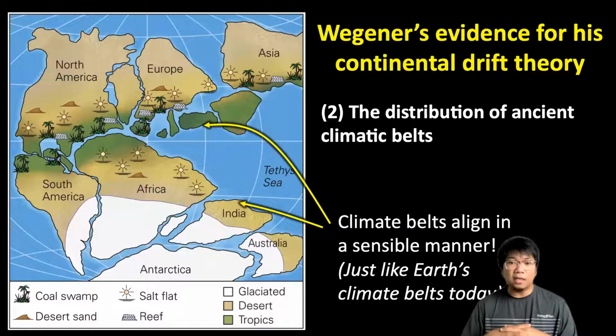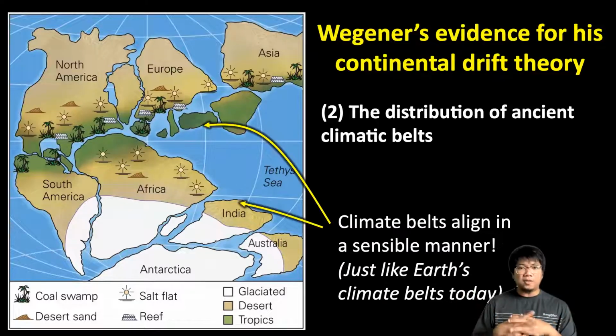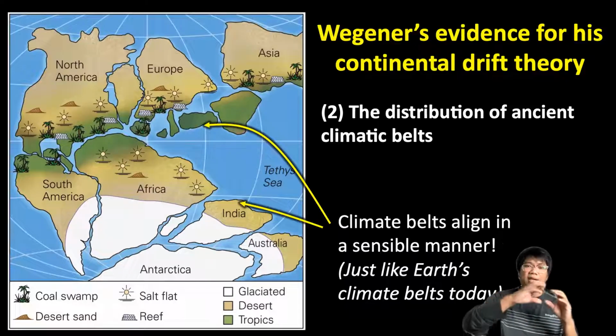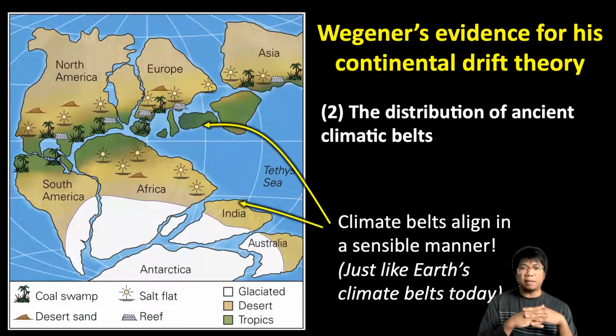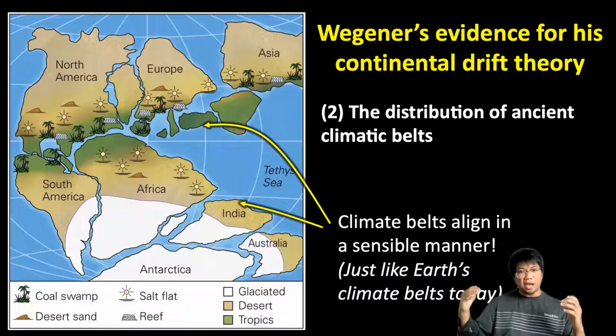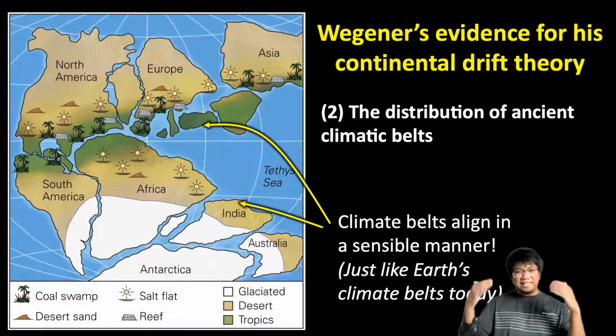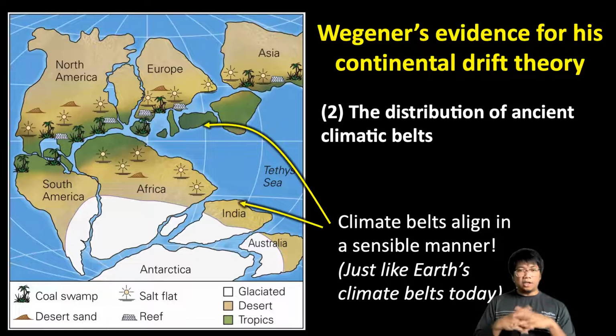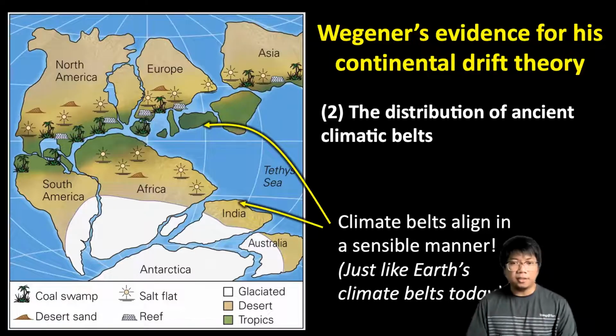Not only that, if we fit all those continents together, we will have a nice alignment of ancient climatic belts, not just the glacial part of it. For example, we have a nice alignment of tropical belts, and then if you go towards the south, we have the subtropics, and then eventually you go into the glaciated climatic belts in the South Pole. This configuration looks exactly like what the Earth's climatic belts look like today.